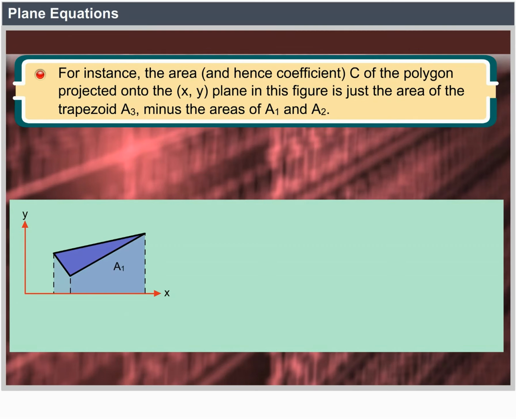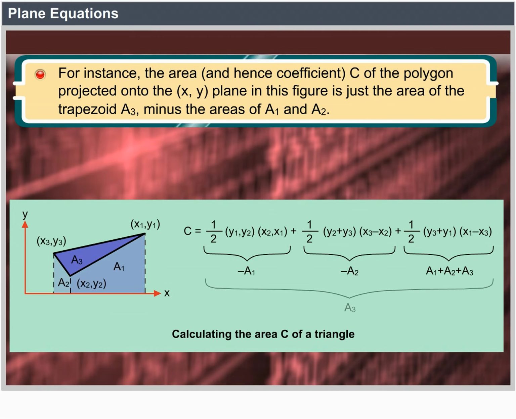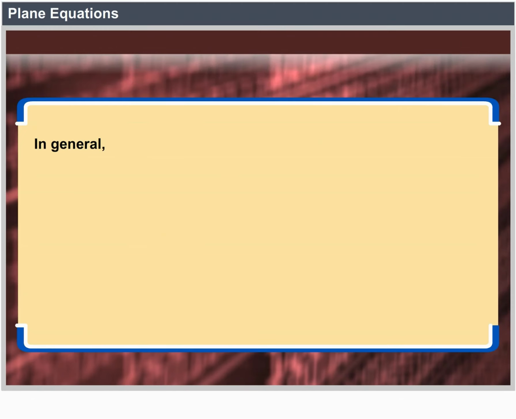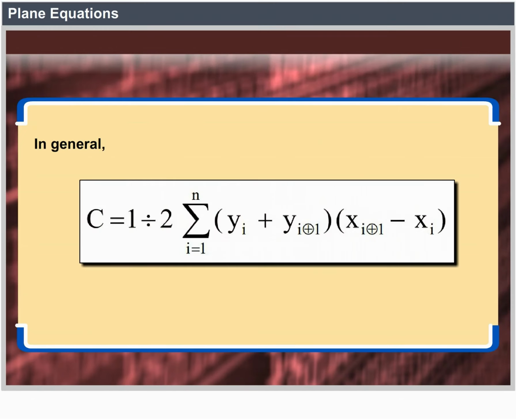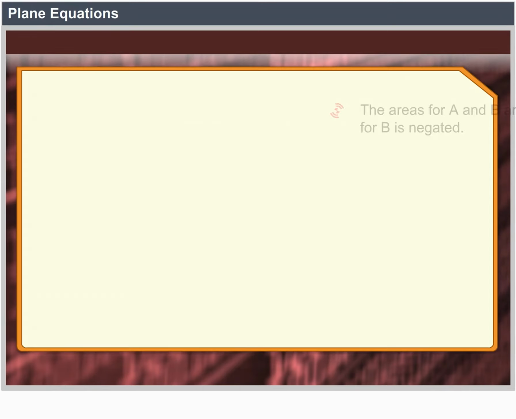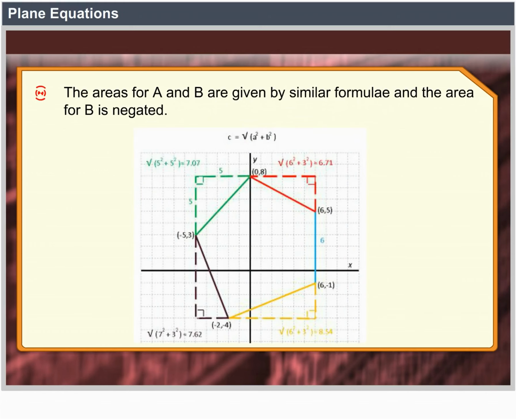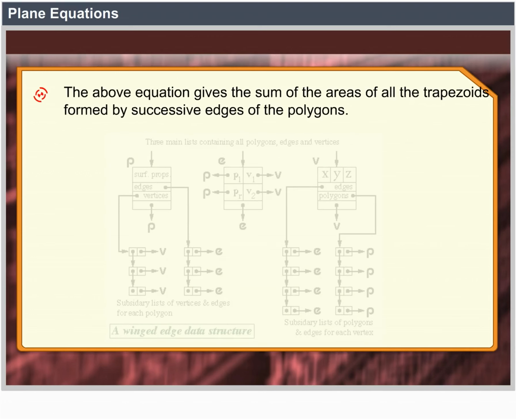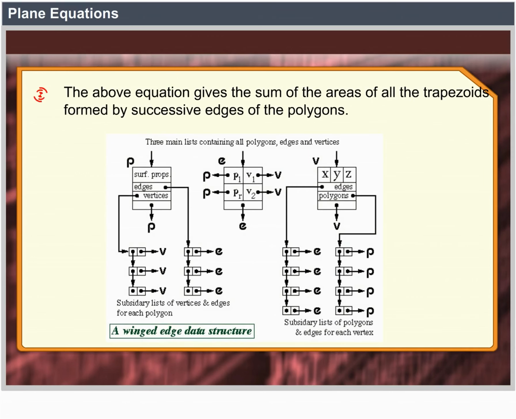Calculating the area C of a triangle. In general, the area C is calculated as follows, where the operator circle plus is normal addition except that n circle plus 1 equals 1. The areas for A and B are given by similar formulae except the area for B is negated. The above equation gives the sum of the areas of all the trapezoids formed by successive edges of the polygon.